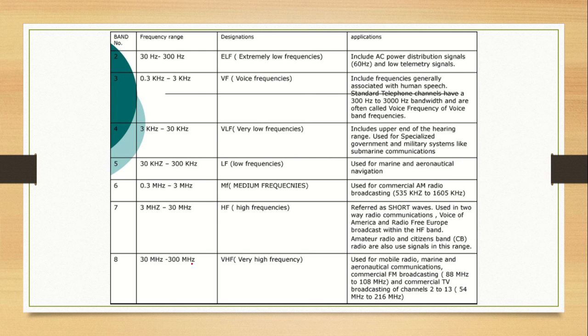Then 30 MHz to 300 MHz, very high frequency, used for mobile radio, marine and aeronautical communications, and commercial FM broadcasting. The commercial FM broadcasting ranges from 88 MHz to 108 MHz, and commercial TV broadcasting of channels 2 to 13, 54 MHz to 216 MHz.